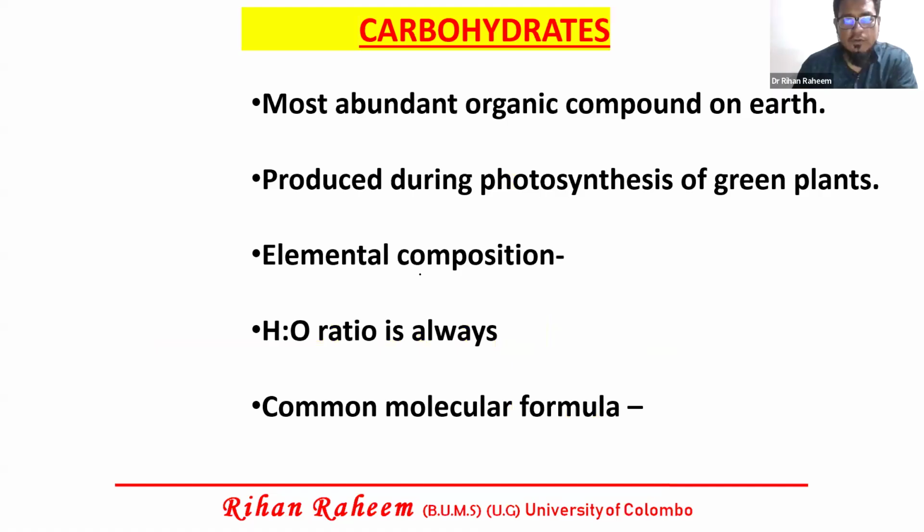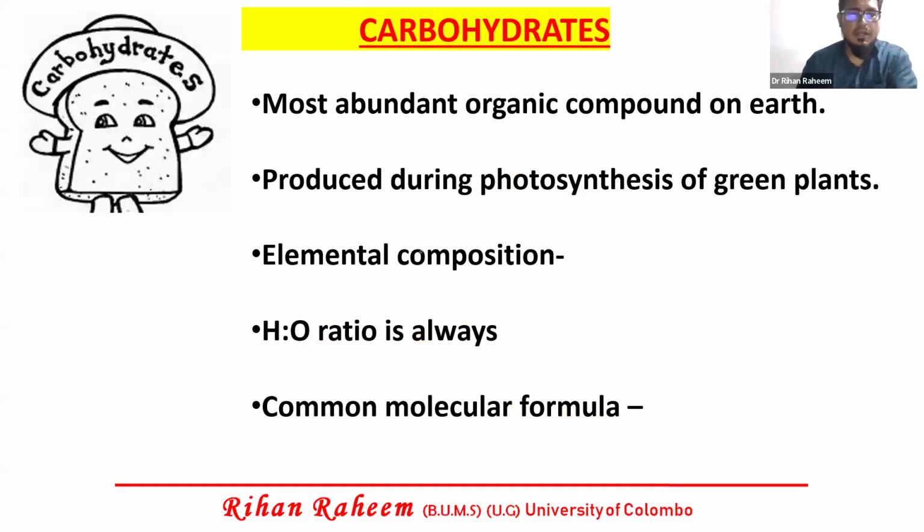Now let's go to our first organic compound, carbohydrate. It is the most abundant organic compound on the earth. When you compare carbohydrate, protein, lipids, and nucleic acid, who has the highest percentage? Carbohydrate is the majority. This is produced during photosynthesis of green plants. Can you all remember photosynthesis? From grade 7, 8, 9, you have been studying photosynthesis, no?